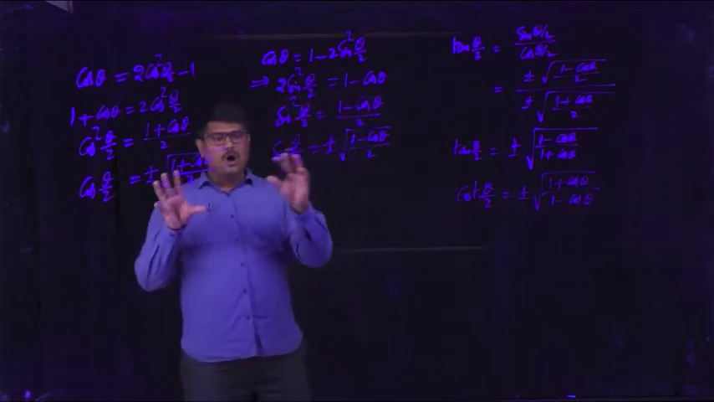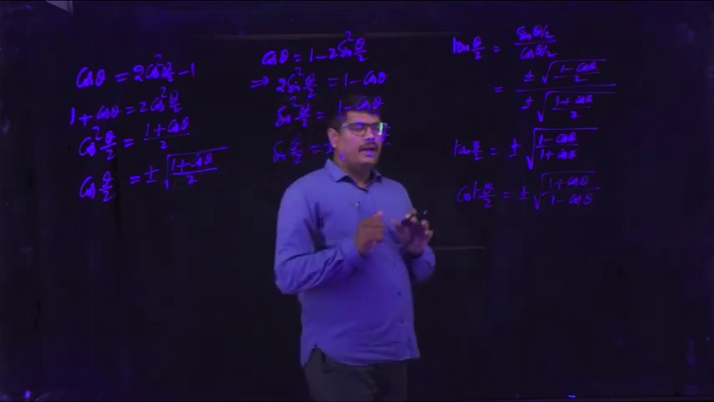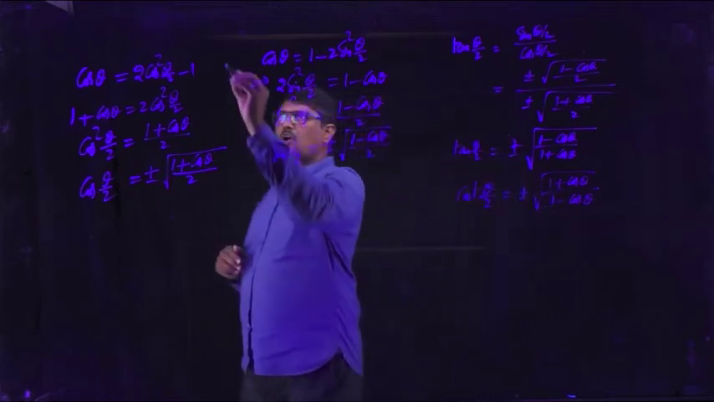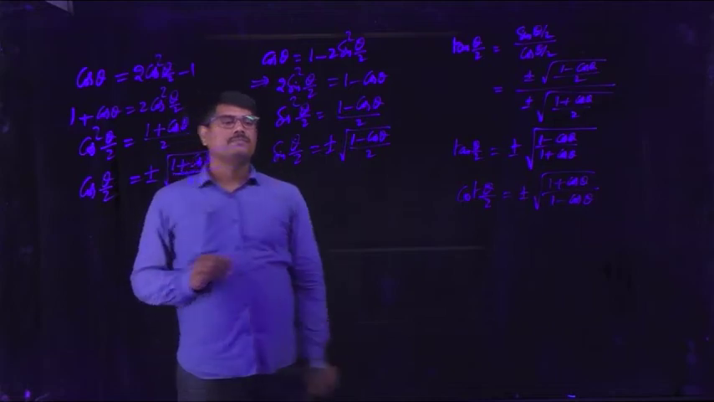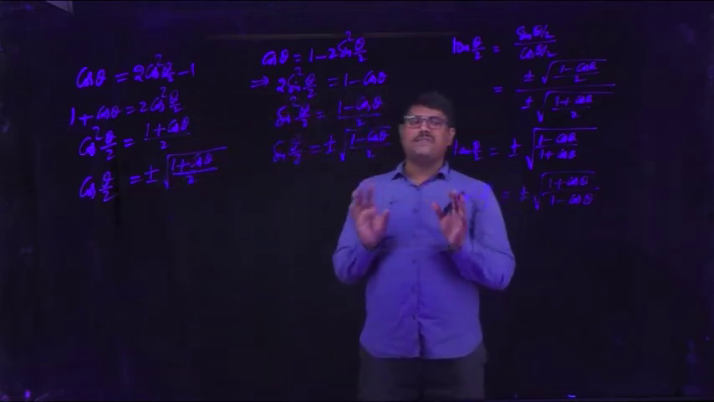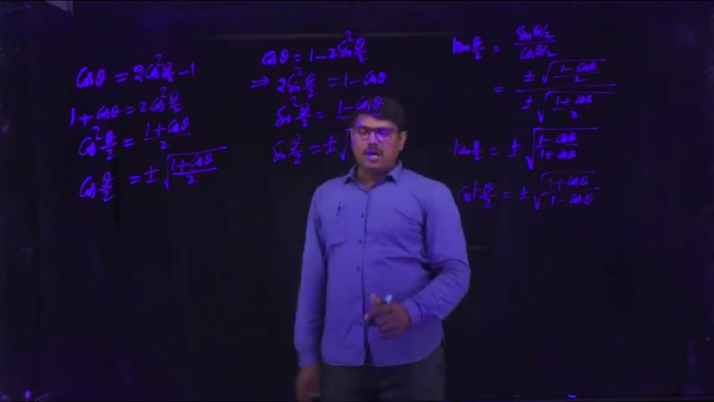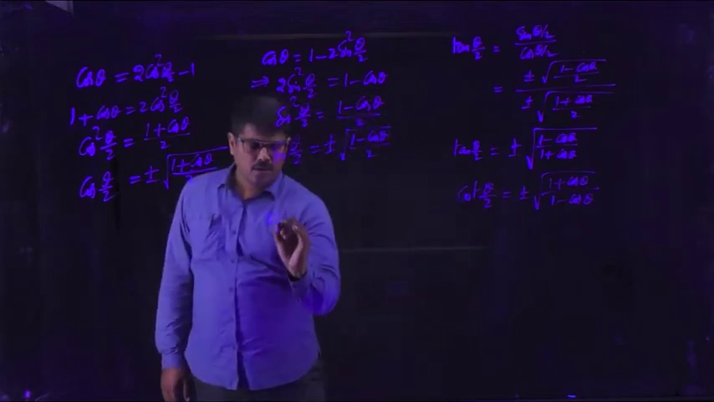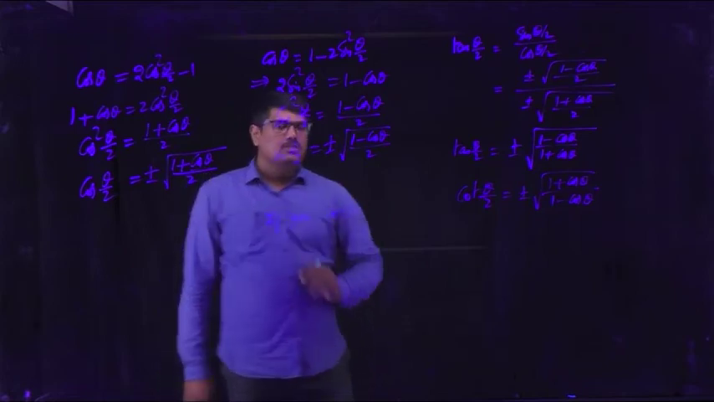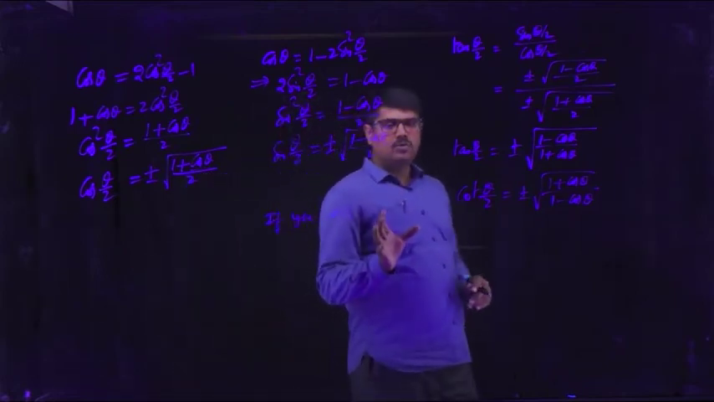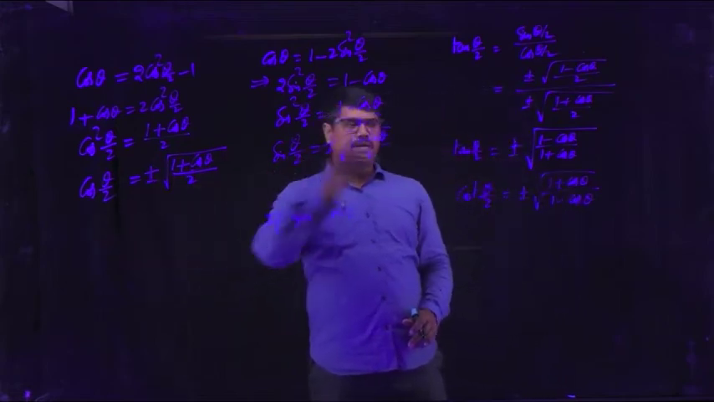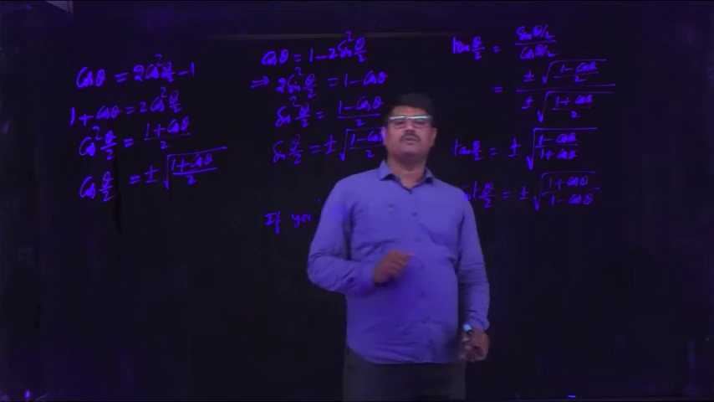If you observe all these formulas, in the RHS part we have cos theta only. So you have to remember these formulas. If you know the value of cos theta, then you are able to find all these: sin theta by 2, cos theta by 2, tan theta by 2 and cot theta by 2.